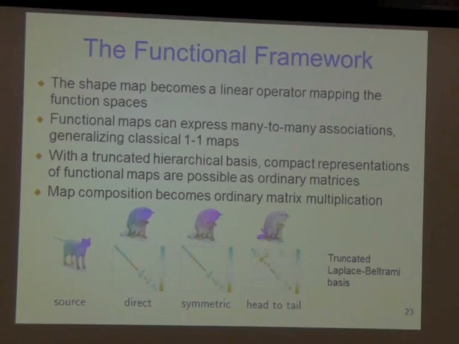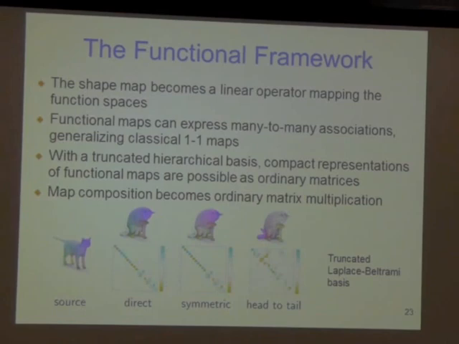As I was showing earlier, I can use some functional basis to represent the function space, and it makes sense to use the Laplace-Beltrami eigenfunctions. This is like the Fourier functions, or say spherical harmonics on the sphere, because it's a hierarchical basis. It captures the most important variations in the early coefficients, and I can truncate and ignore some detail, which also buys me some robustness to noise. And therefore, I can write down these functional maps as matrices, and then composition of correspondences or transformations just becomes matrix multiplication.